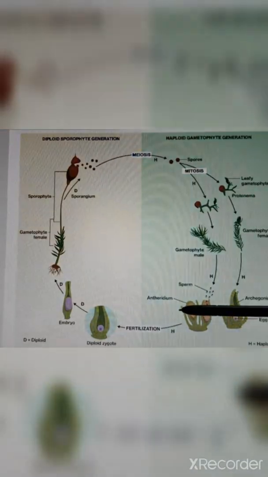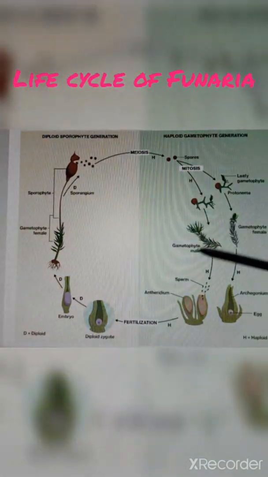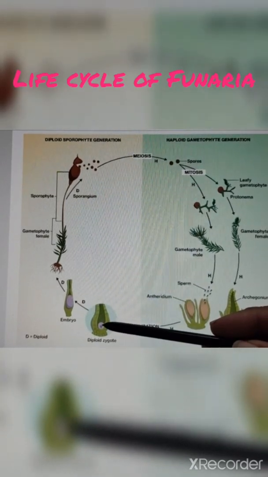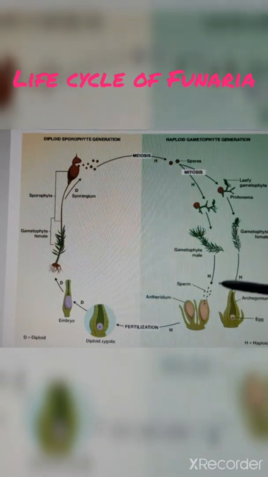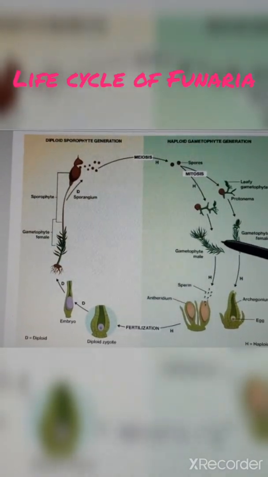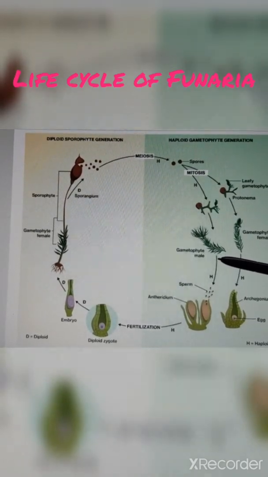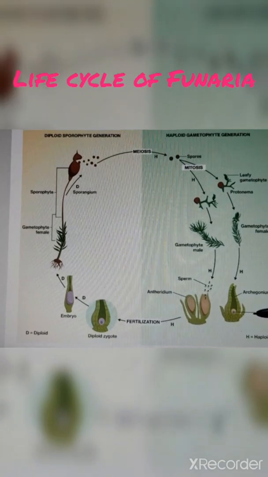So we can sum up the whole thing by looking at the life cycle of moss. Here we can see the gametophytic stage of moss, and this is the sporophytic stage of moss. So alternation of generation is seen in a Funarian life cycle. The main thallus is a gametophyte and is haploid. The gametophyte is called as a gametophyte because it contains the gamete bearing structures antheridium and archegonium.